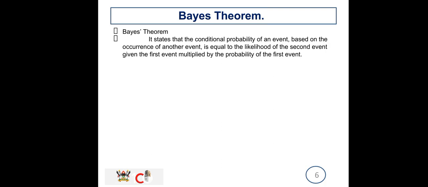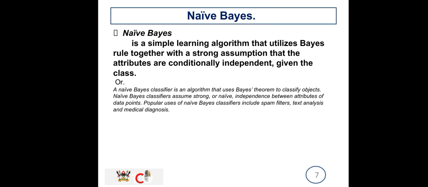Now, besides that, there is what we call Bayes' theorem. It states that the conditional probability of an event based on the occurrence of another event is equal to the likelihood of the second event given the first event multiplied by the probability of the first event. I have no further explanation for that, but that's the theorem. I can't change or explain further.